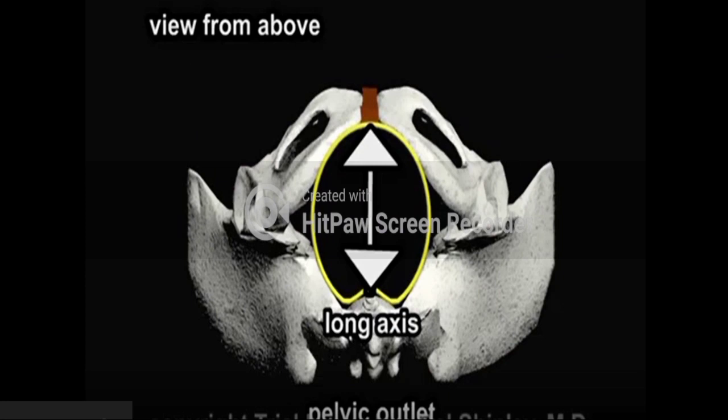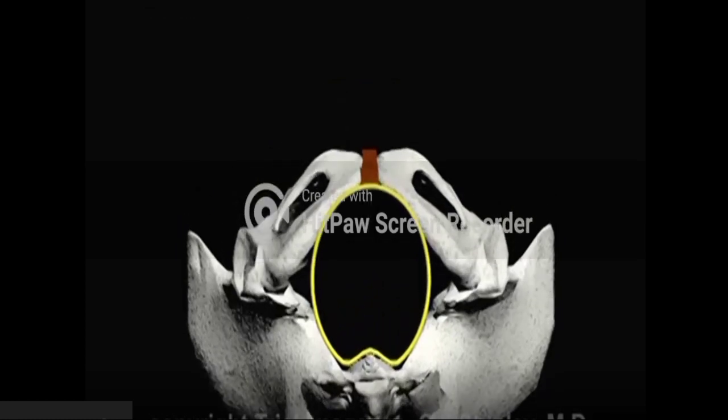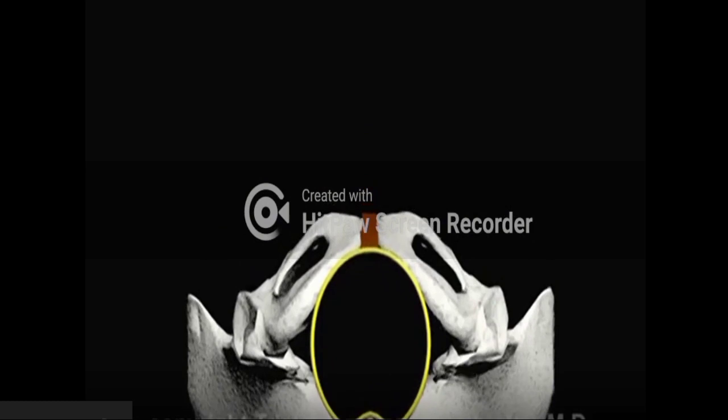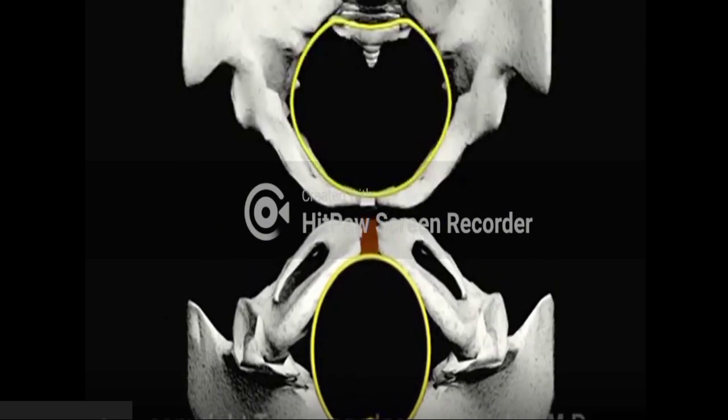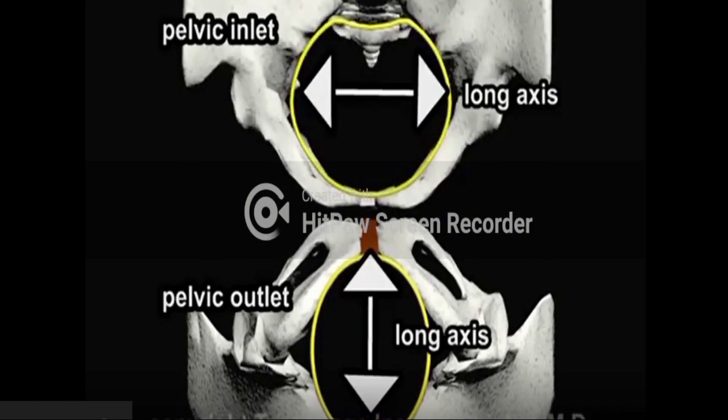Changing our view to the bottom of the pelvis, we can see that the situation for the pelvic outlet is the opposite of that of the inlet. The long axis goes from the front to the back. The pelvic outlet is deeper than it is wide. The orientation of the long axis of the pelvic inlet and pelvic outlet will come into play when we examine the cardinal movements later in the presentation.